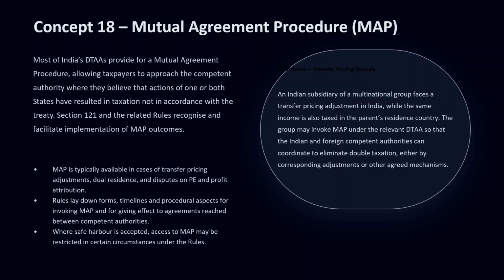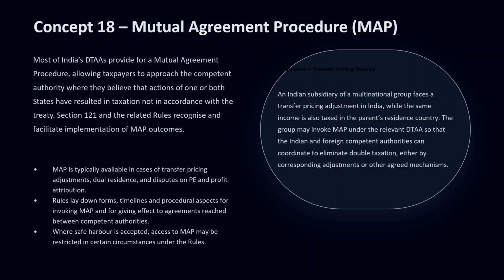So on the domestic side, the Act and the rules provide the administrative framework to implement MAP outcomes. So we have Section 121 and the related rules specify the forms, the timelines, and the process for applying for MAP relief and for giving effect to decisions or agreements reached between the competent authorities. So in some situations, where safe harbor rules have been opted for, the access to MAP can be restricted, which is also recognized in the rules as well.